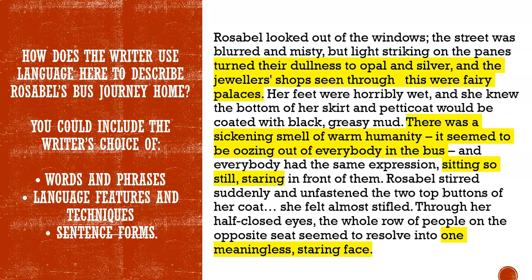Don't just say what is physically being described, say what it suggests about Rosabel's life or what it suggests about the lives of those around her. What is the author trying to convey about Rosabel's life, and what is the purpose of describing the bus journey?